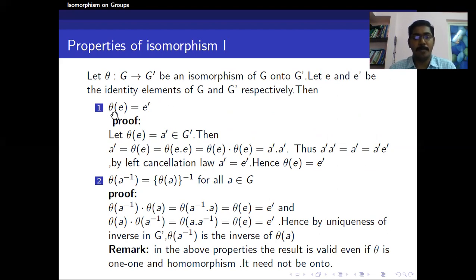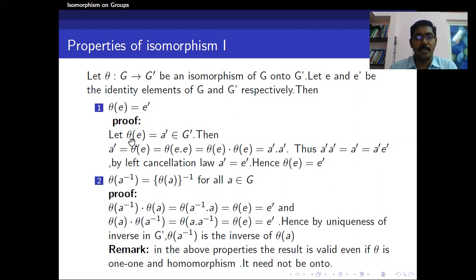Then the first property, theta of E is equal to E dash. We know that E is an element of the domain. E belongs to the group G, and E dash is an identity element of the group G dash. Now we have to prove the mapping of E goes to E dash. That means the identity element in the domain G goes to the identity element in the codomain.